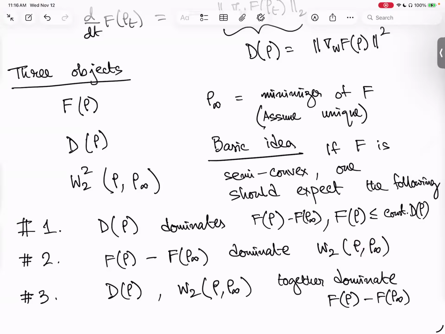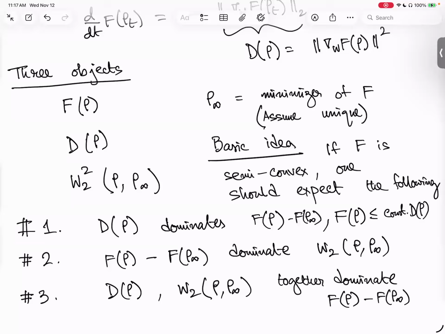So one should expect something similar to hold for the Wasserstein case, at least when the function is uniformly geodesically convex. The second one, F of rho minus F of rho infinity, should dominate the W2 distance. This also happens if the function is lambda convex, in the Euclidean case, and this is what we'll call the Talagrand inequality. The first one in the Wasserstein space goes by the name of log Sobolev inequality. The second one is the Talagrand inequality. And the third one, which again is taken from the Euclidean or the Hessian case, goes by the name of the HWI inequality.